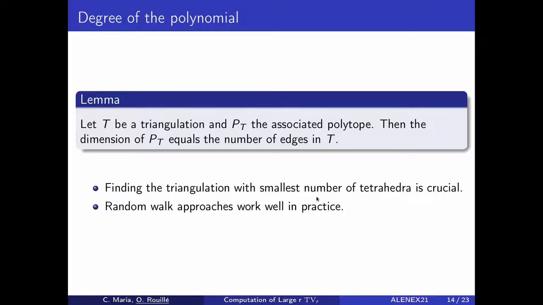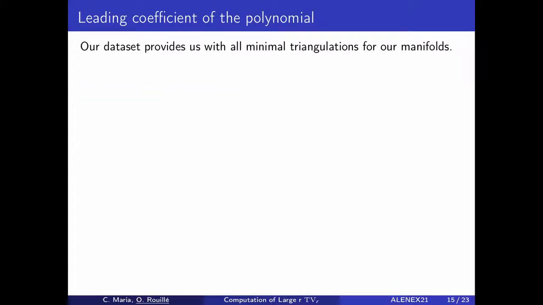And this is hard. There is no way, apart from enumerating all triangulations. But a random walk over the set of triangulations works well in practice. Then we need to look at the leading coefficient of the polynomial. Our dataset provides all minimal triangulations for the manifold, so we could just compare them directly. We didn't have to look for them.